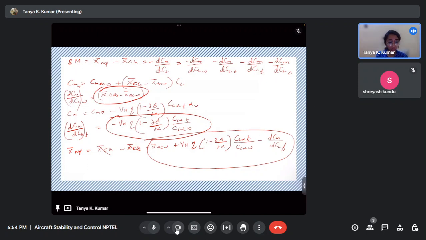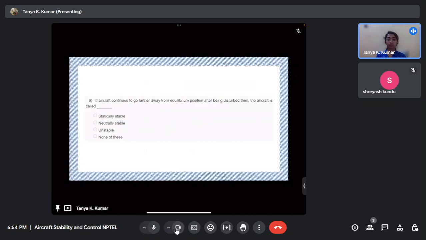If an aircraft continues to go further away from equilibrium position after being disturbed, then the aircraft is called... it hasn't loaded. Okay. If the aircraft continues to go further away from equilibrium point after being disturbed, then the aircraft is called, very simple. We studied this when we started stability, right? Unstable.